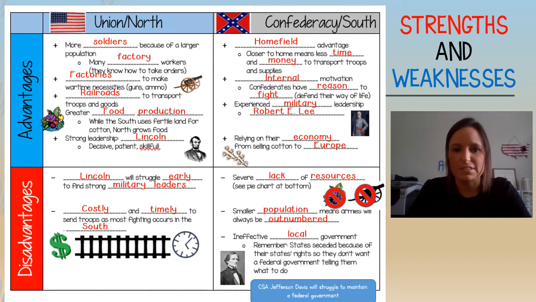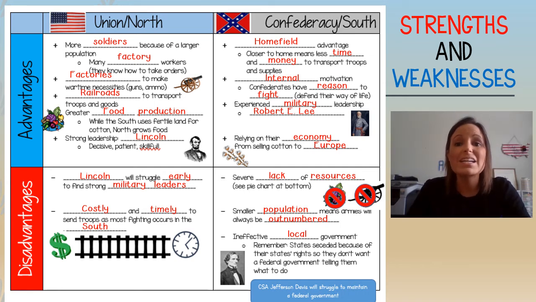And while the deficits of the Confederacy look like a short list, these weaknesses will take their toll, especially as the war drags on. A severe lack of resources, as seen in the pie charts at the bottom of your notes, show that the South will lack the logistical resources it takes to fight a war. For most of the war, the Confederacy will arrive on the battlefield with fewer men, fewer guns, fewer cannons, and fewer ammunition.